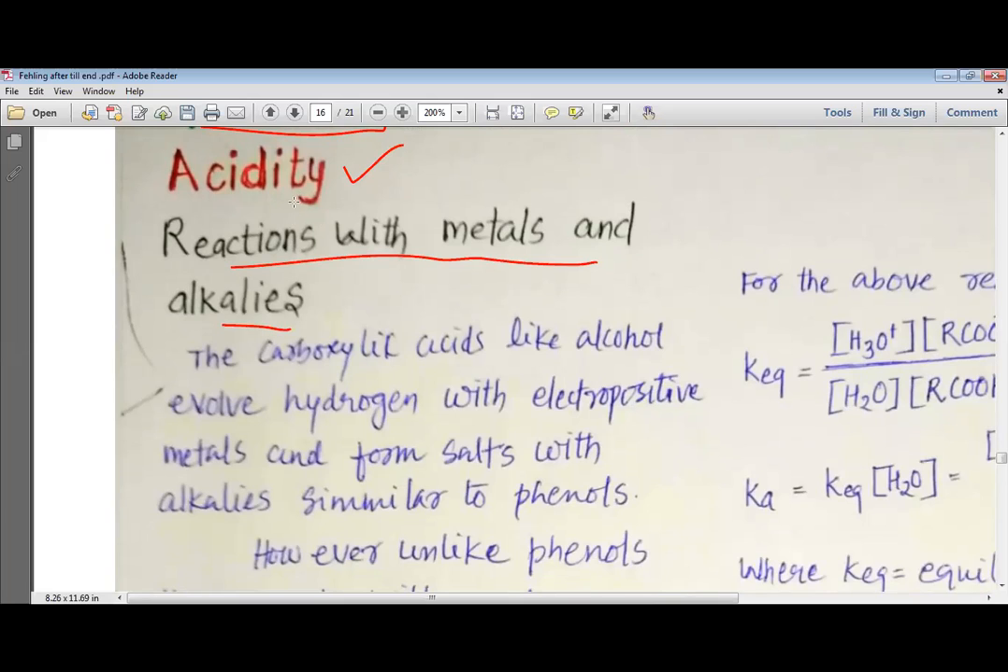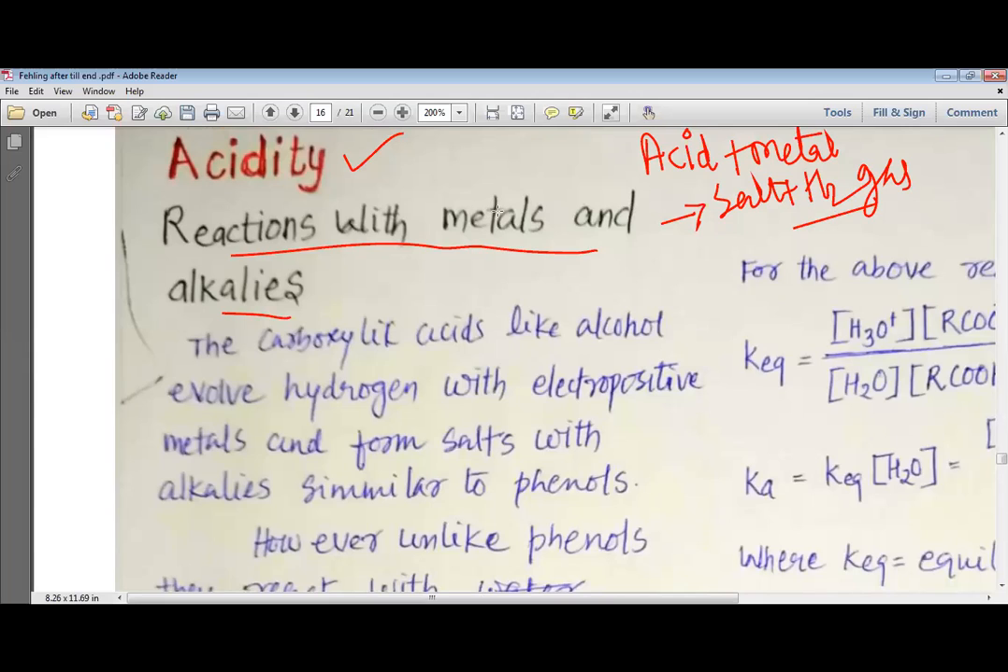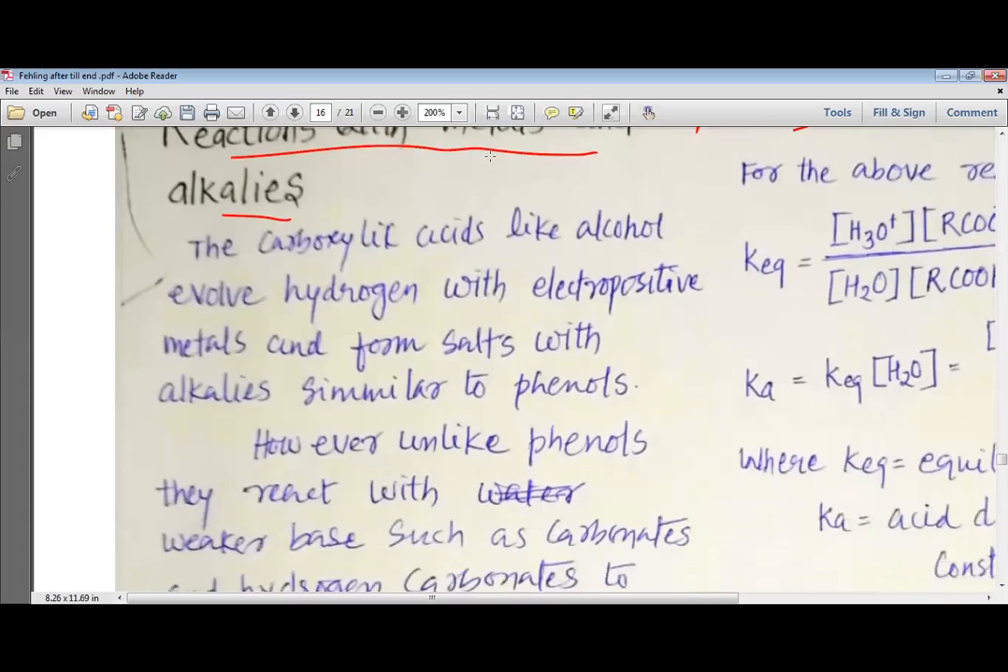So when it comes to the reaction with the metals and alkalis, we know that when acid reacts with metal, my dear students, it produces hydrogen gas. So it produces salt and hydrogen gas. The same behavior we can even observe with the carboxylic acid, but the hydrogen gas produced is not so much, or you can say that these are the weak acids. So the hydrogen is produced, but still, being weak acids, they even produce the hydrogen gas. And let us see the reaction.